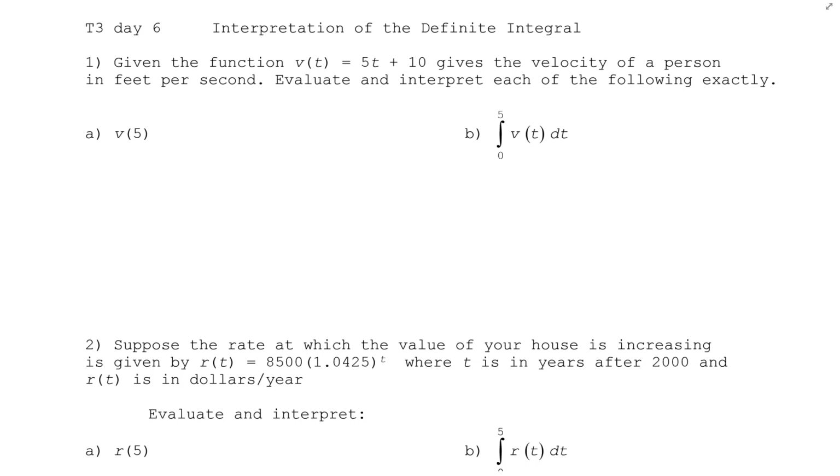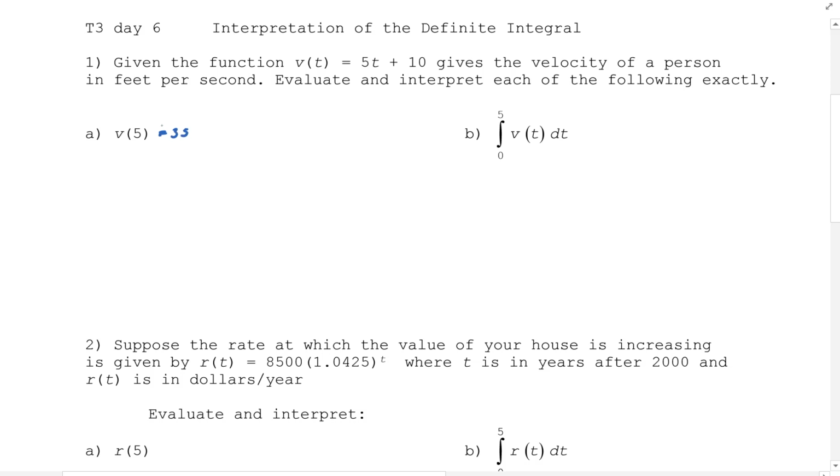The first problem here is: given this function v of t equals 5t plus 10 gives the velocity of a person in feet per second, evaluate and interpret each of the following exactly. Okay, so if we want v at 5, we're simply going to use the v of t equation. 5 times 5 is 25 plus 10 is 35.